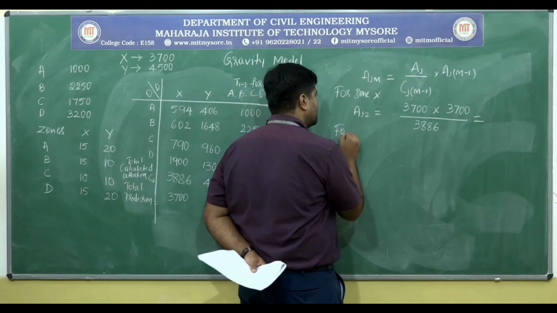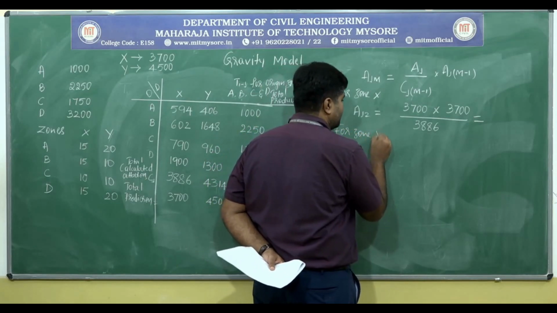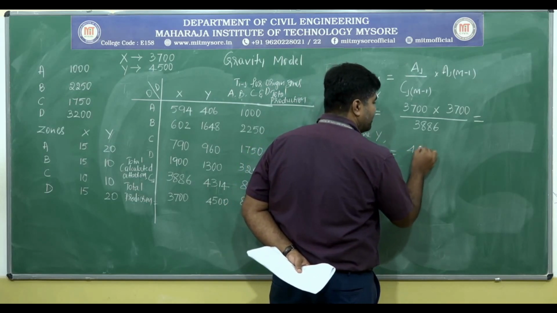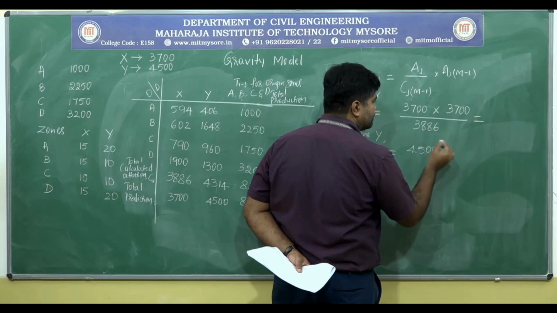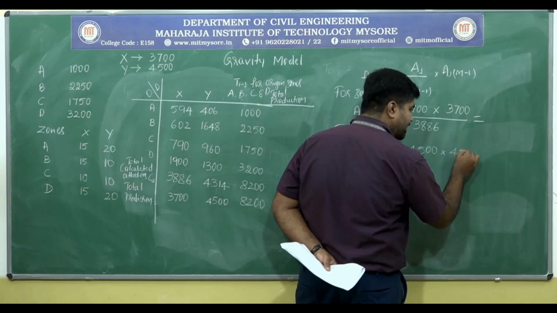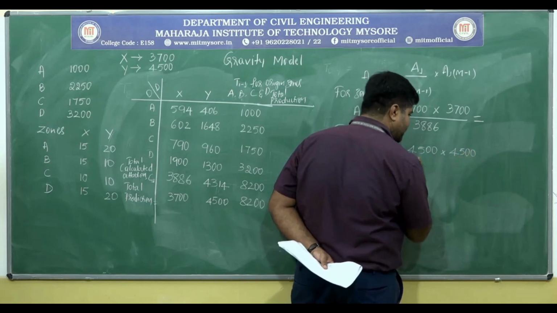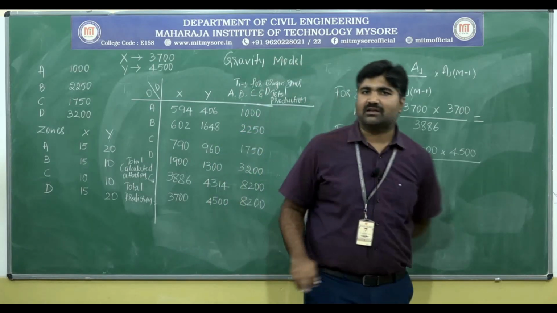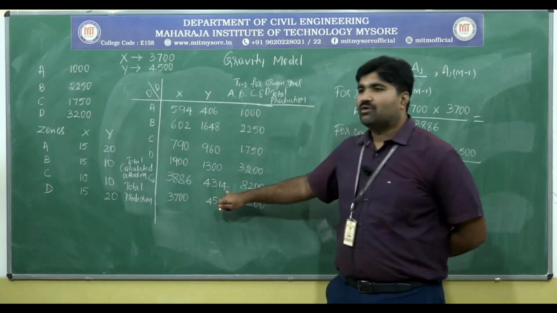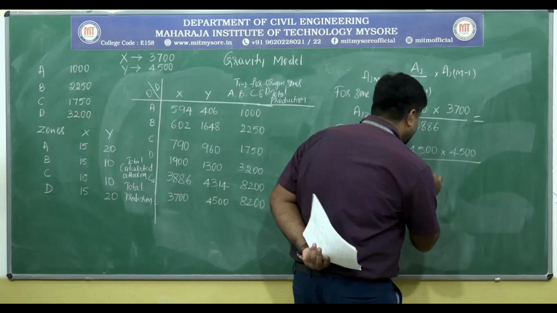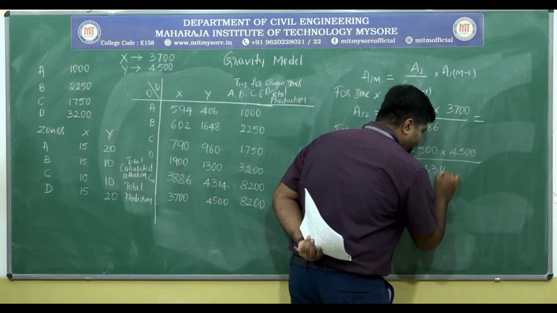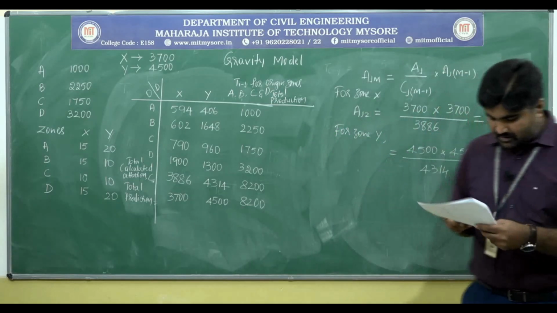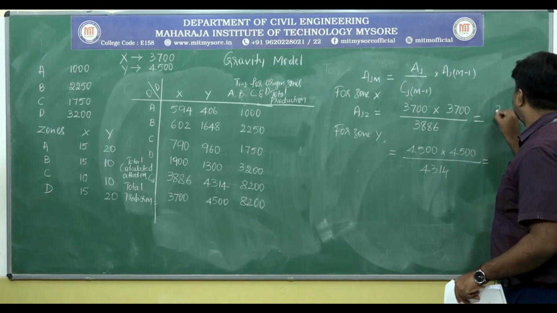Similarly for zone Y, 4500 into 4500, it remains the same. In the first iteration we took the attraction factor, divided by the now calculated attraction factor, how much has come, 4314. Okay, check it, how much you will get. Okay, I got 3523.